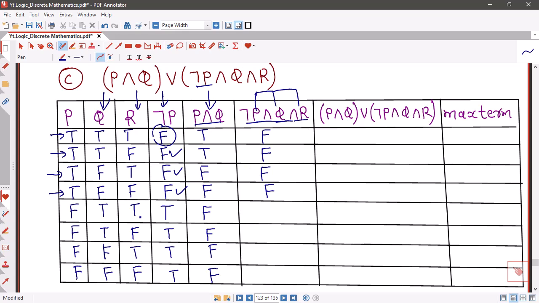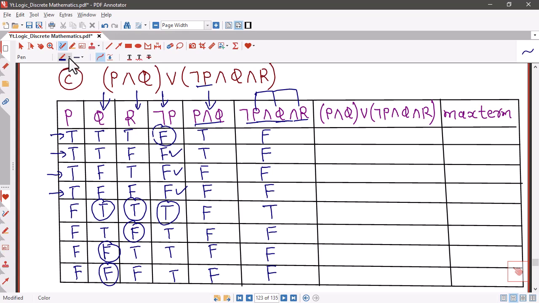Then in this case negation p is true, q is true and r is true, all are true, therefore this is true. Here r is false, therefore this is false. Here q is false, therefore this is false. Again here q is false, therefore this is false.